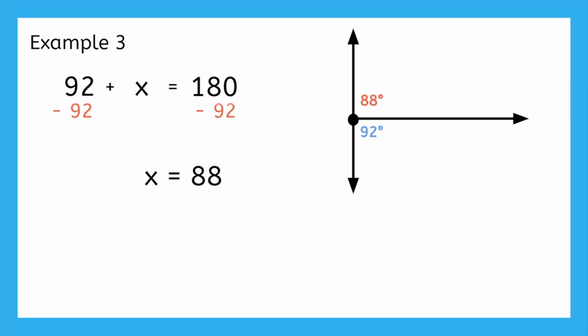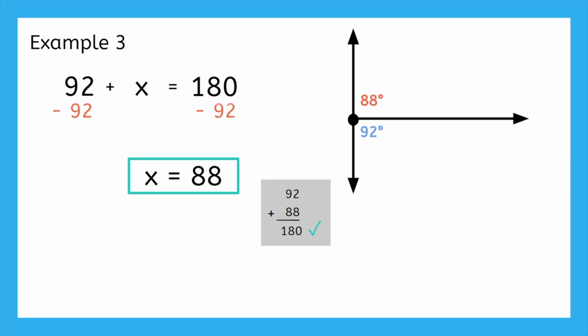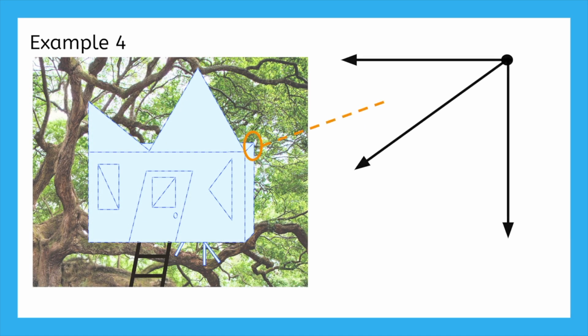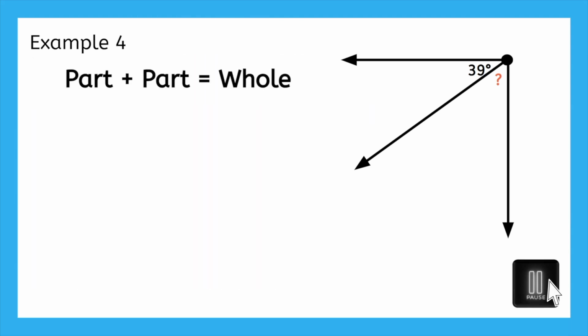Ooh, wait, let's check our work to make sure we got it right. Does 92 plus 88 equal 180? Yes, it does. It's always a good idea to check your work before moving on. For this last one, we're going to look at the upper right corner of the treehouse. We've got an upper angle that's 39 degrees, and we're trying to figure out the lower angle. Pause the video, set up your equation, then come back here before you solve to see whether you're on the right track.